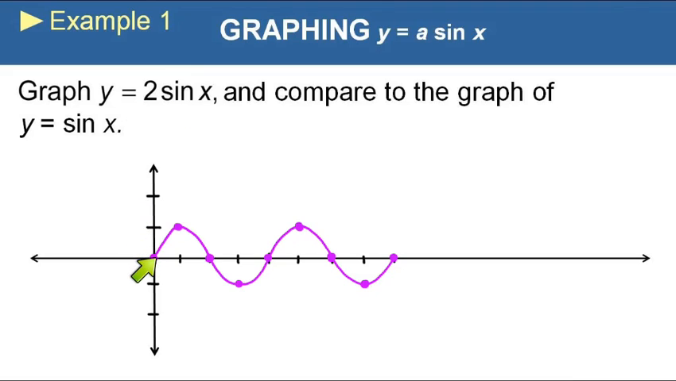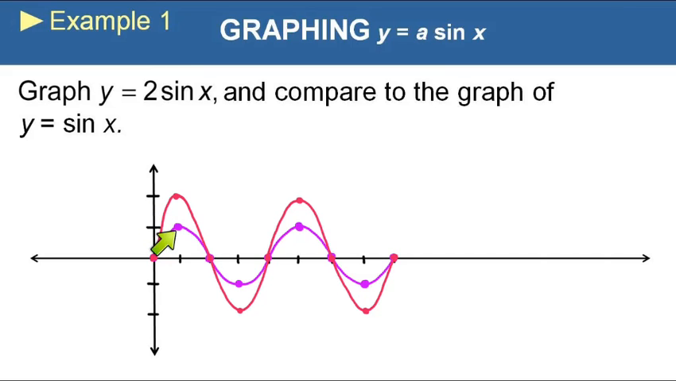So for this one, 0 times 2 is still 0. For this one, the y value is 1. So 1 times 2 is 2. I'll put a dot here. And then we're back to 0. 2 times 0 is 0. Then for -1, 2 times -1 is going to be -2. That's down here. And then we're back to 0. So do the same thing again. And now if we connect the dots, you see the difference between the 2 sine x graph and the sine x graph.